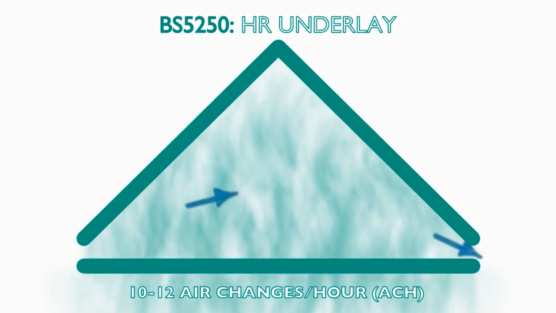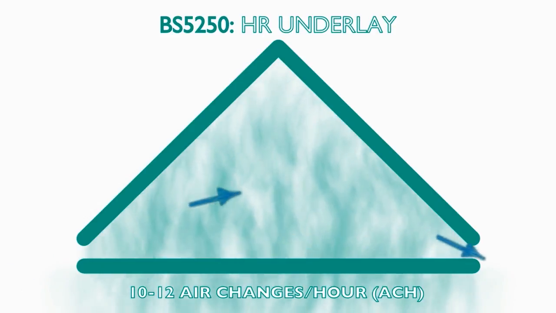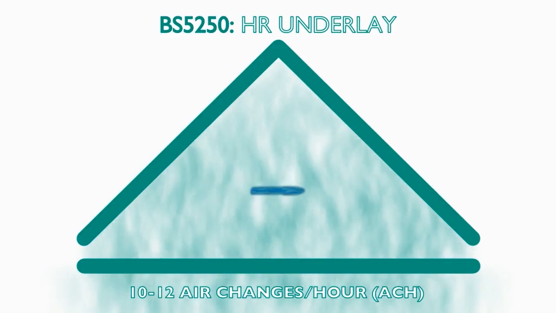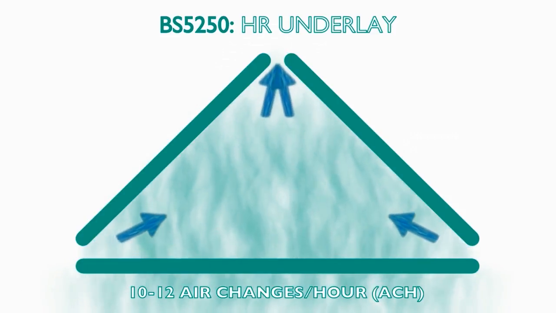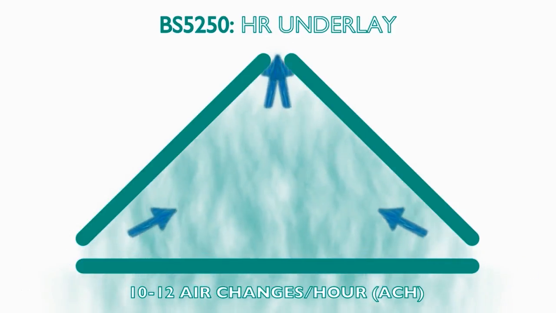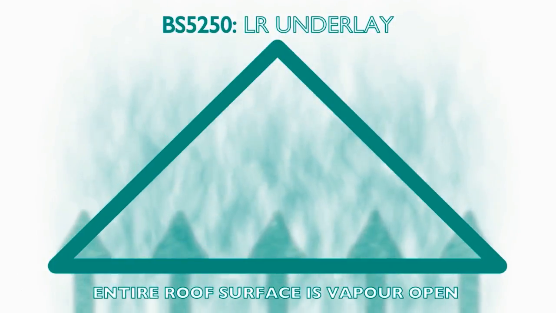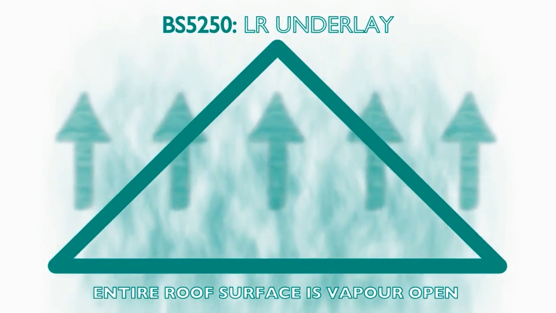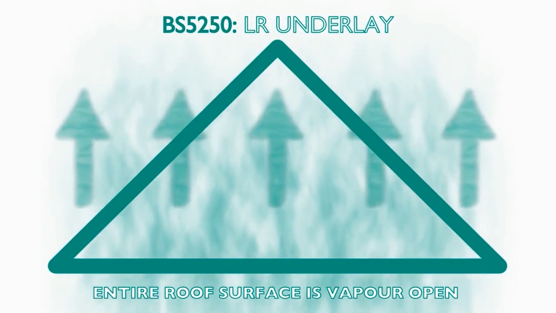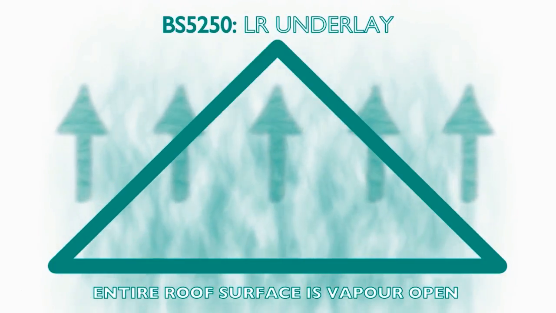For HR type underlays, ventilation openings are typically required at the eaves and or ridge of the roof to ensure sufficient airflow is provided to remove moisture vapour from the loft space. These requirements are detailed in Table H2 of BS 5250. However, we believe a simpler and more universally applicable solution is to omit the ventilation layer altogether by using a vapour permeable type LR underlay. When using an LR underlay, the vapour can escape through the entire roof surface driven by the internal vapour pressure. In theory at least, that means air movement through ventilation is not required.